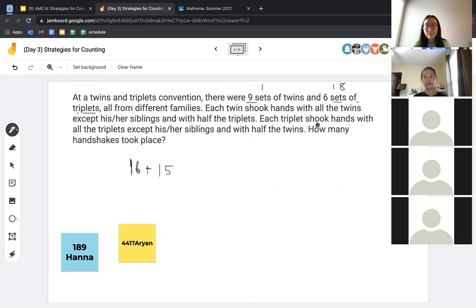Now if we look at the triplets, each one is going to shake hands with all of the triplets except their siblings, and with, oh, sorry, we forgot about half the triplets. So they're going to shake hands with half the triplets. Then that's going to be 9. Okay, wait. I think I'm doing this wrong. So each twin is going to shake hands with half the triplets, and they're also going to shake hands with 9 of the triplets.